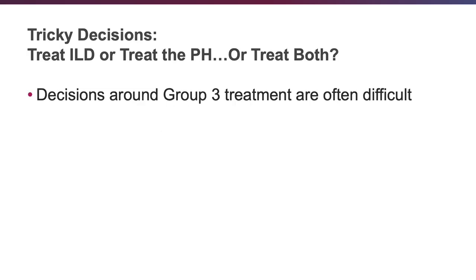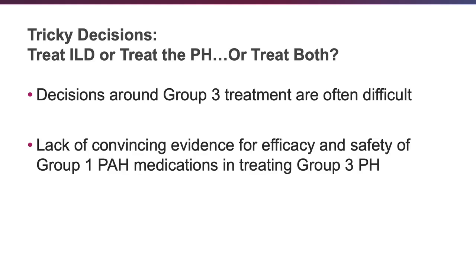So these, as I've alluded to, are tricky treatment decisions. They really need to be individualized and considered carefully, because there is the potential for harm, going back to these discussions around ventilation perfusion matching. There historically has been a lack of convincing evidence for efficacy and safety of group 1 PH medicines in patients with group 3. Certainly numerous previous studies have shown lack of benefit, and there is the potential for harm. So finding expensive ways to make our patients do worse is certainly no one's goal in this scenario. With that, I will stop.